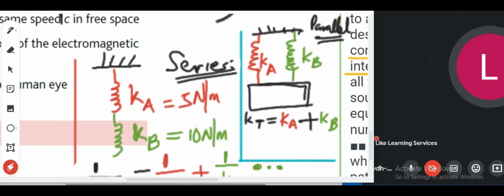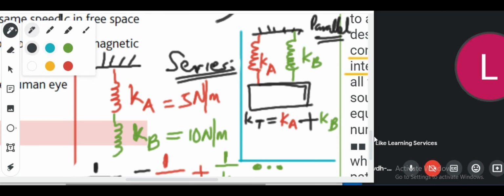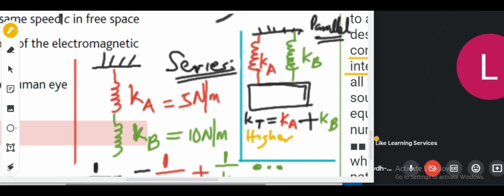And we can see that for springs connected in parallel, the total spring constant will be bigger than even the individual spring constant, because you have to add up the individual spring constants. So when springs are connected in parallel, the system becomes stiffer because it has a higher total spring constant. Higher K implies a stiffer system. If the spring constant is higher, it means it is going to be stiffer.